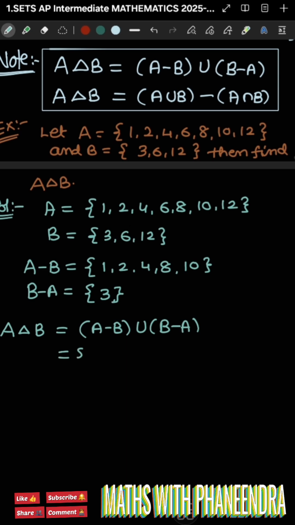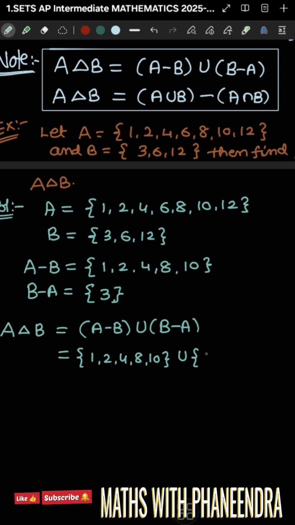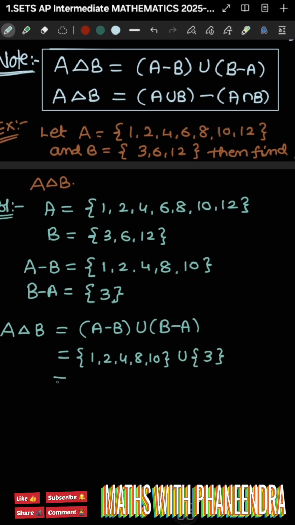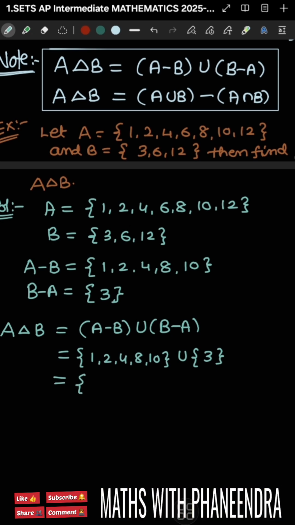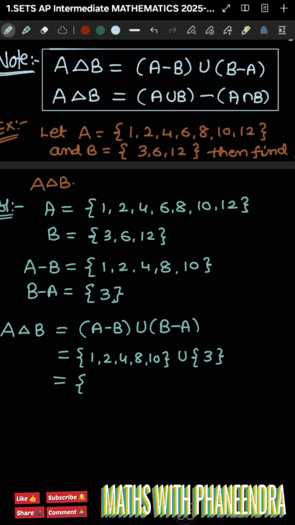That is equal to A minus B, we got 1, 2, 4, 8, 10, union B minus A, which is 3. So the combination of these two is the union, the elements in A and B. So 1, 2, 3, 4, 8, 10. Okay, dear students, this is about A delta B. I hope you understand.